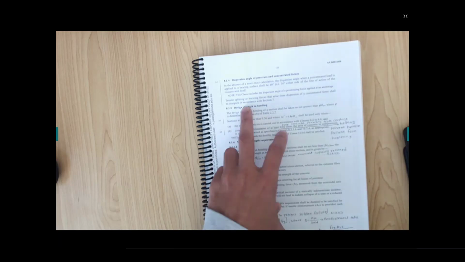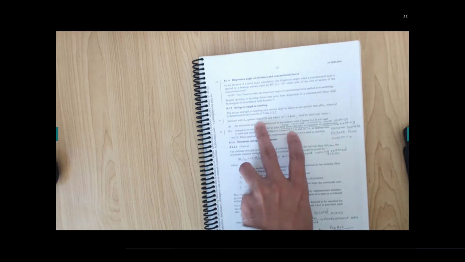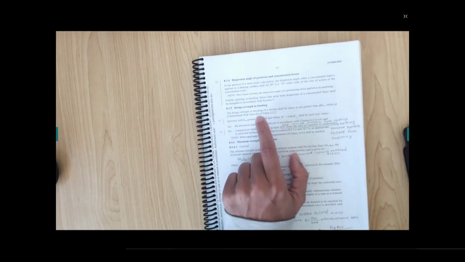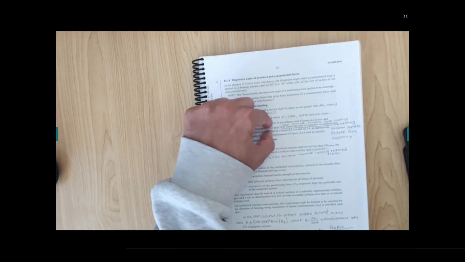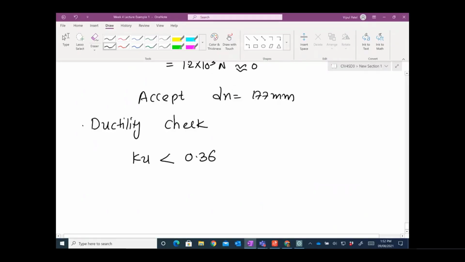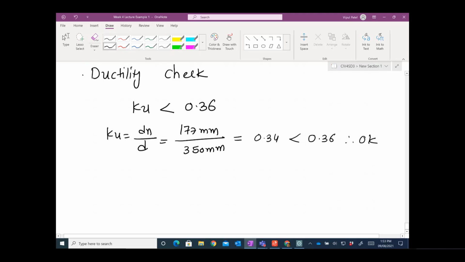They have written somewhere. Oh, here you go. For a section with Ku greater than 0.36, we need to do this one, but we need to make sure that we don't exceed 0.36, otherwise we need to do this other one. So let's calculate Ku equal to dn over d, which is 177 millimeters over a depth of 350 millimeters. So the Ku value is 0.34, which is less than 0.36, therefore it is okay, ductility is okay.